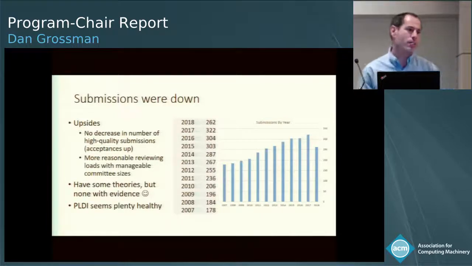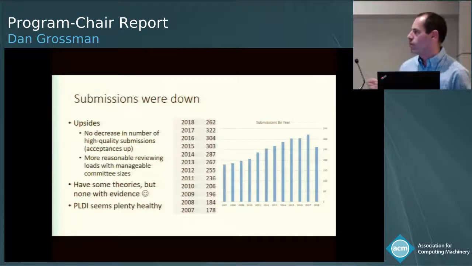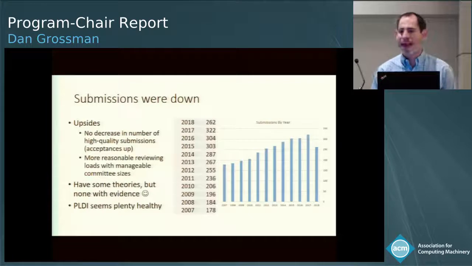You or I could probably come up with 10 different theories on why we saw this drop. I don't have evidence for any of them, so I feel like in this report, in this setting, I shouldn't offer any theories I have zero evidence for. Okay? Bottom line is I think PLDI seems healthy, but we should all as a community be aware of this surprising fact after literally a decade plus of constant growth.